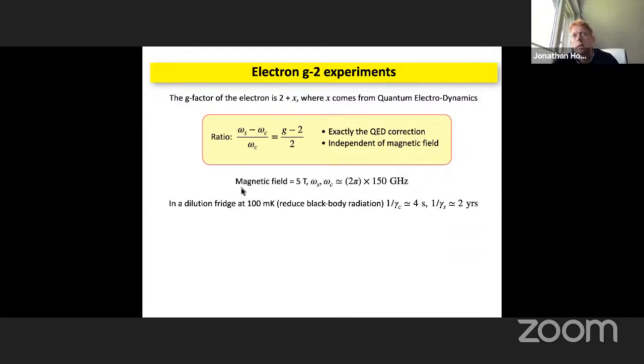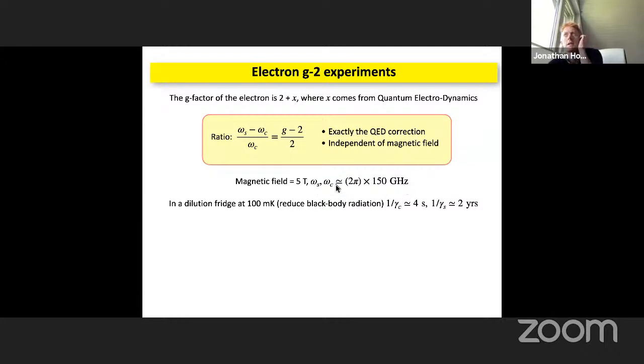So what do the experiments look like? Magnetic fields, and this is something common to all Penning trap experiments, are large, several Tesla, where you usually need a superconducting magnet, especially for stability. What you find is that both the spin and cyclotron frequencies for an electron will be around 150 gigahertz. And the nice thing about 150 gigahertz is that if you cool the system down to about 100 millikelvin, your system is close to the quantum ground state for these types of motion.